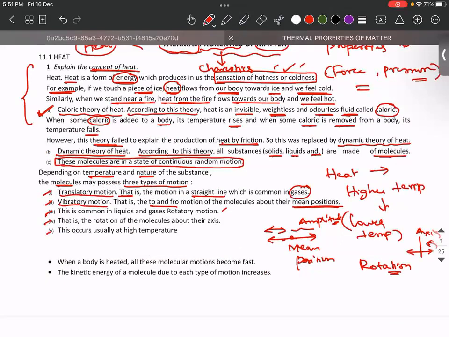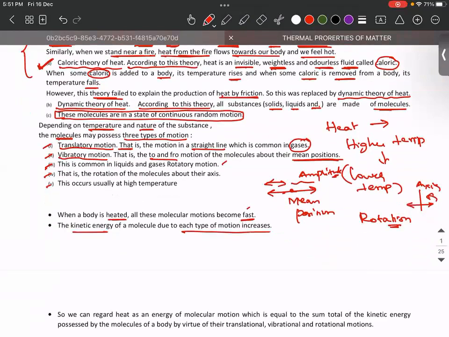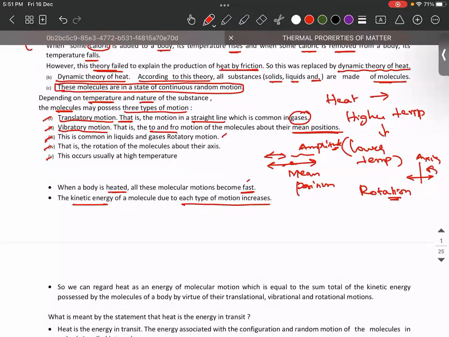Next is, obviously, when an object is heated, what will happen to the molecule speed? They are going to increase. They are going to become fast, right? When the molecules are going to be fast, obviously kinetic energy is involved with them. So kinetic energy due to each type of motion will increase. When I say each type of motion, it is due to the translatory, vibratory, and rotational motion. All are going to increase.